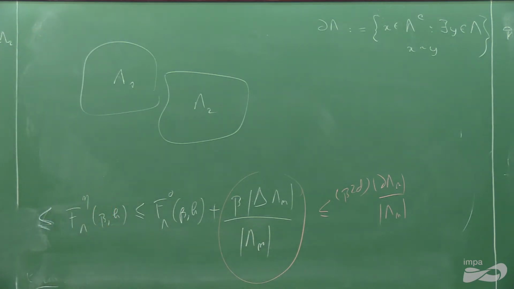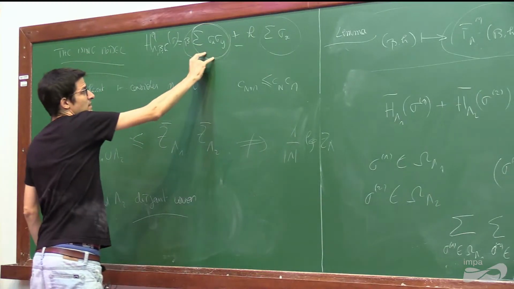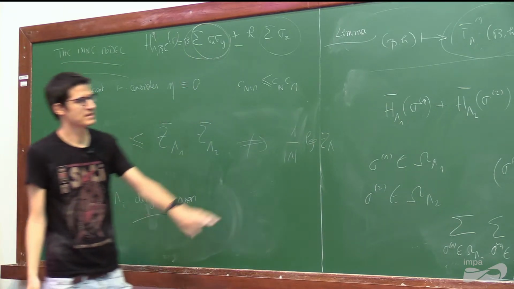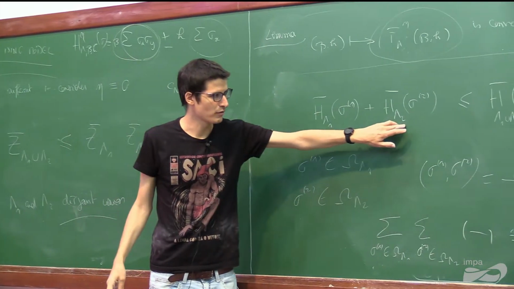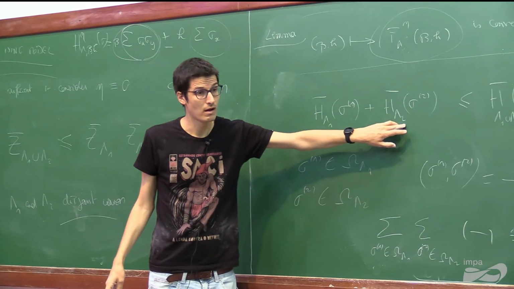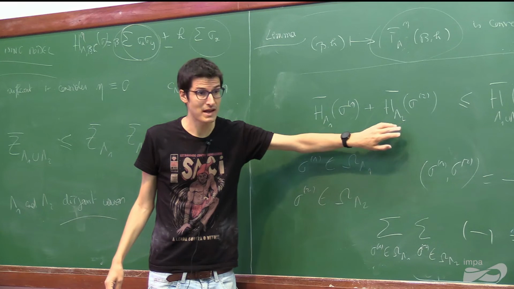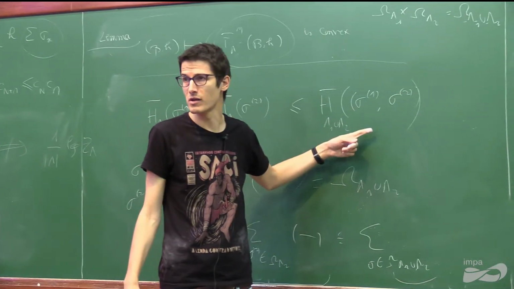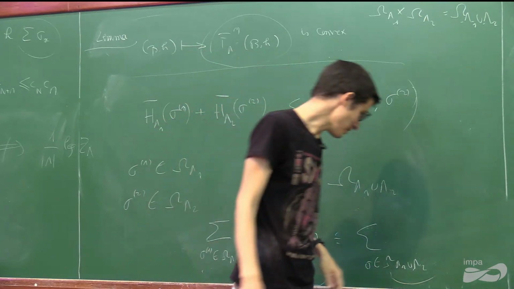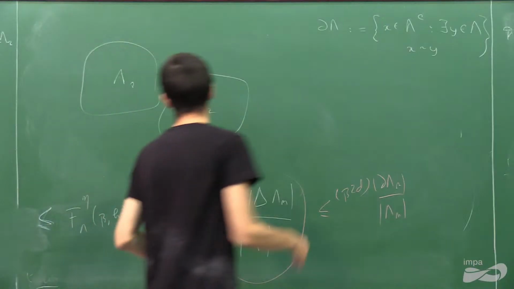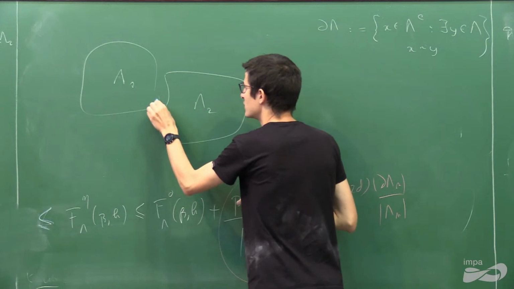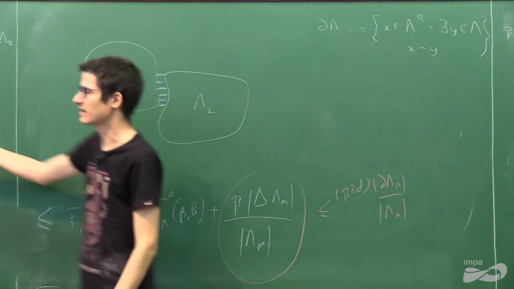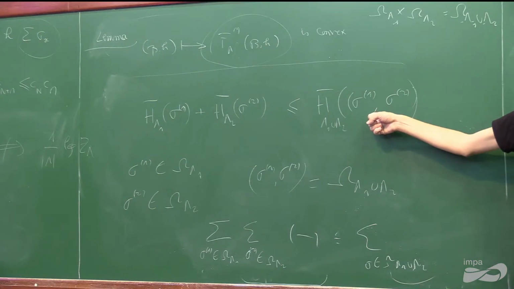When you take this thing, on the left-hand side I would be summing over edges in lambda 1 and edges in lambda 2. And here I'm summing over edges in lambda 1 union lambda 2, meaning that in particular, if lambda 1 and lambda 2 touch each other, I have these edges that are counted there and not there.